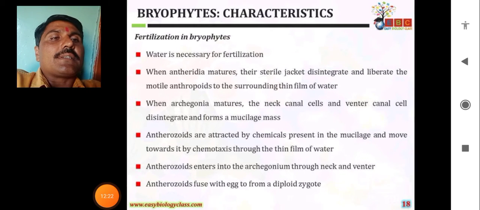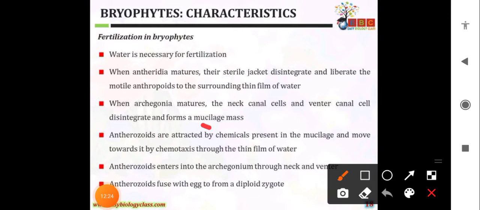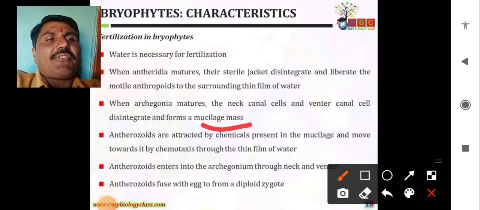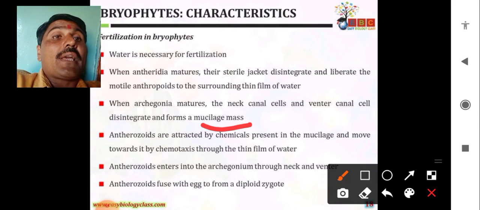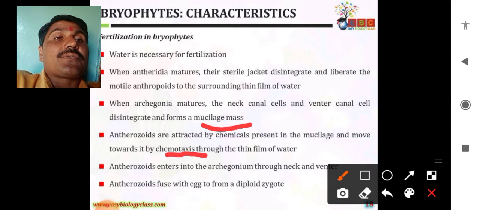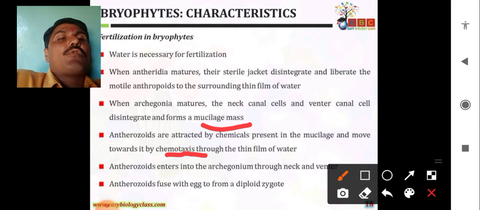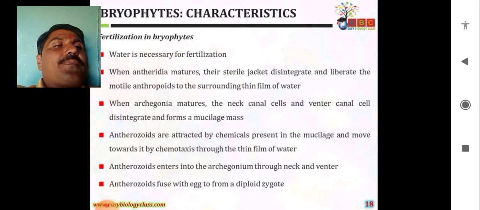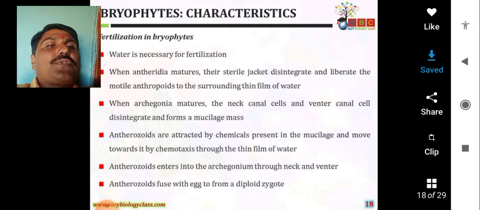See, this is the mucilage mass. This one is the mucilage mass. Anthrozoids are attracted by chemicals present in the mucilage and move towards it by chemotaxis through the thin film of water. Anthrozoids enter into the archegonia through the neck and the ventral cells. Anthrozoids fuse with the egg to form a diploid zygote.